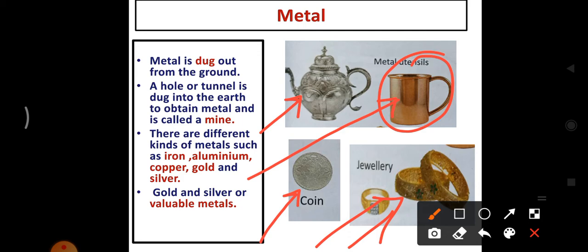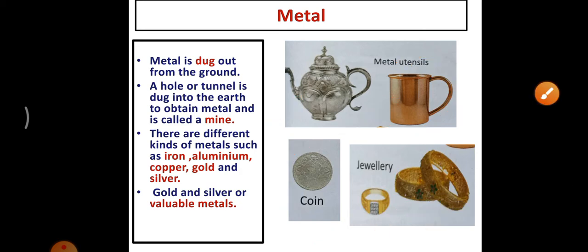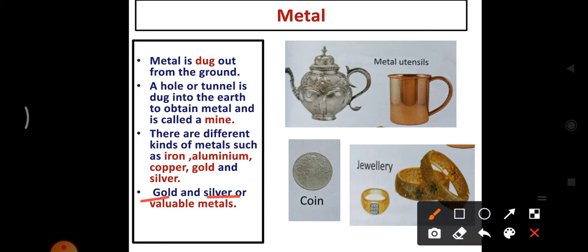So these metals are also used to make different items. And gold and silver are the valuable metals. You know that the gold rate is high. Nowadays the gold rate is high. So out of iron, aluminium, copper, gold and silver, gold and silver are the valuable materials. That means the cost of gold and silver is high.